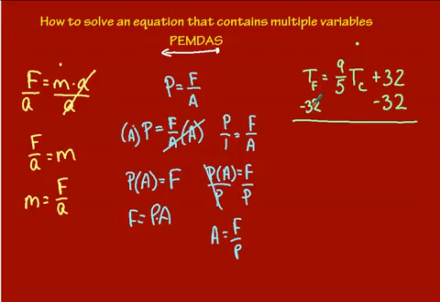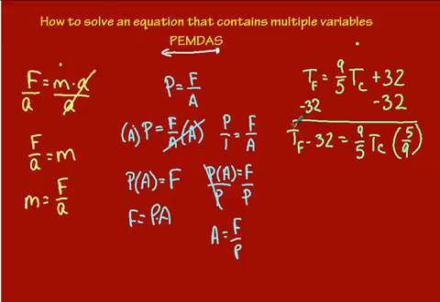These are unlike terms, you really can't do anything with them, so we're just going to rewrite it: T sub F minus 32 is equal to 9/5 T sub C. Right. And now remember, we want to solve for this. How do you undo multiplication of a fraction? You're going to multiply by the reciprocal, 5/9.